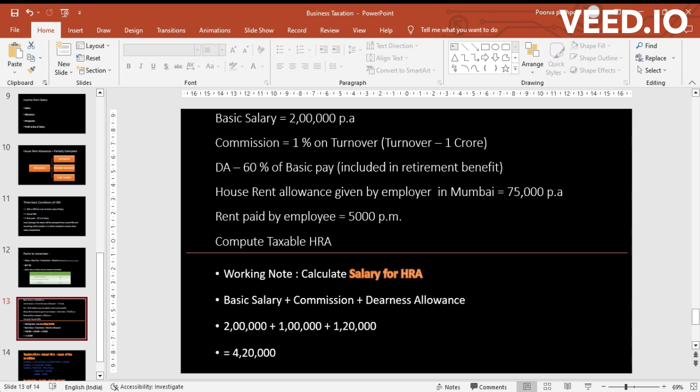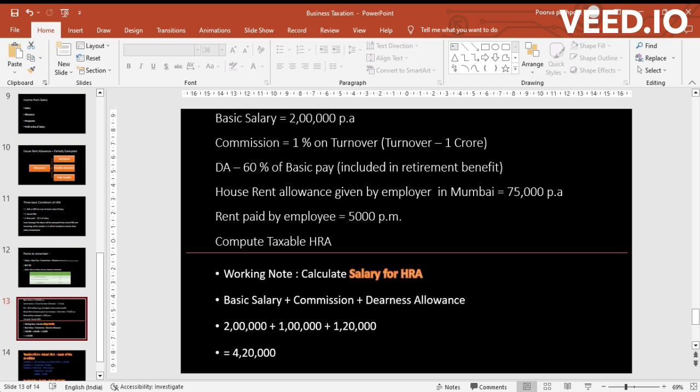So let's take a hypothetical example. One person has a basic salary of 2 lakh per annum. Commission is 1% of turnover. Most probably, they will give you the turnover and the percentage of commission, or they may give you the direct amount. Here the turnover is 1 crore, so commission will be 1% of 1 crore, which is 1 lakh. Then DA is 60% of basic pay, and they have mentioned that it is in retirement benefit, which means we have to take it into the calculations.